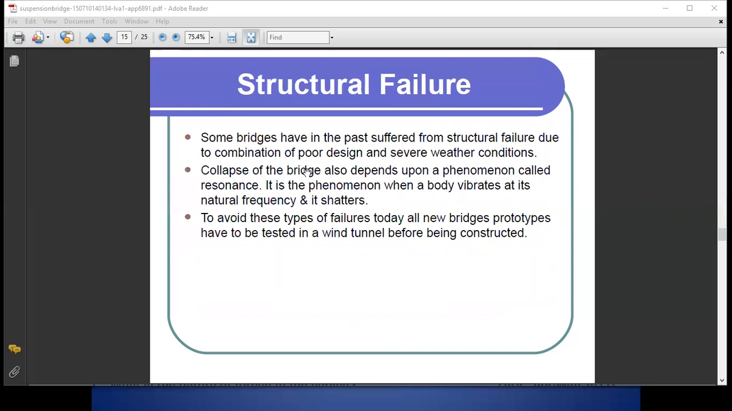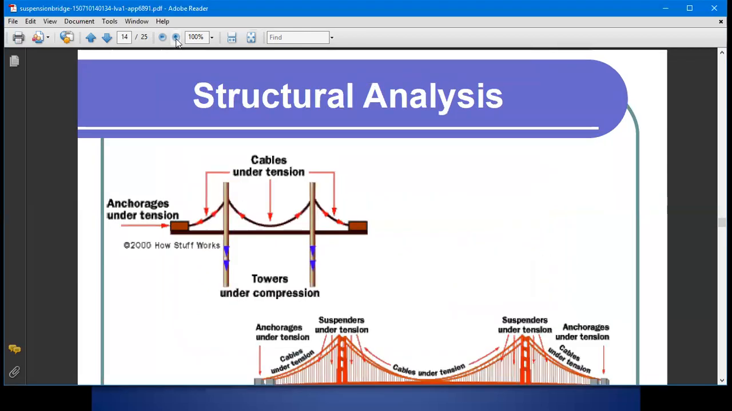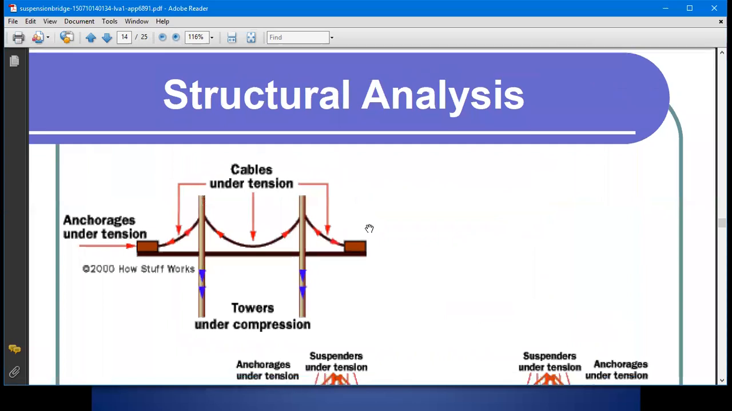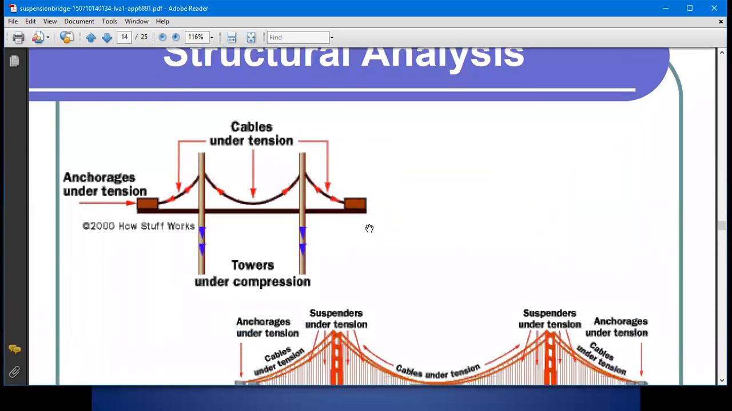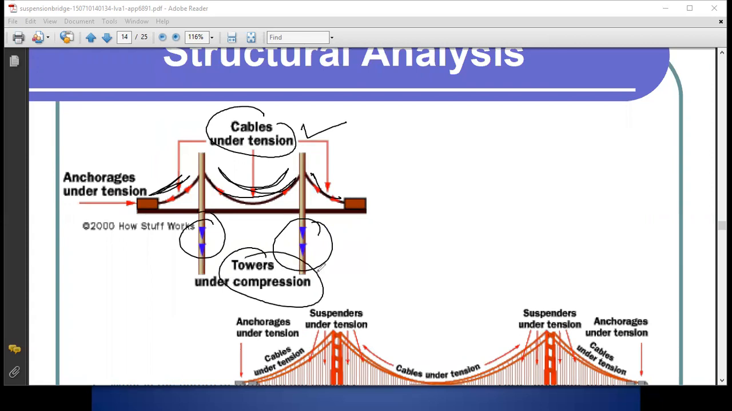Then what is the structural failure of the suspension bridges? Okay, if you can see, these are the cables which are under tension, whichever cables are there, suspension cable or the anchorage cables, they carry tension, and whatever towers or pillars are there, they are under compression, right?